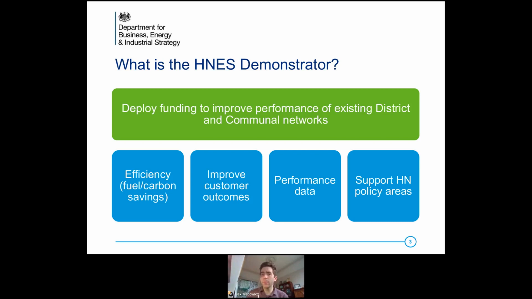And then a couple of perhaps more secondary objectives. The third one is increasing the visibility of performance data in heat networks, which we think is quite poor generally. And the fourth one is supporting and feeding into other heat network policy areas. Primarily that's supporting the transition to sector regulation, but also feeding into development of technical standards for existing heat networks, and also contributing to the Green Heat Network Fund pipeline for existing projects, which I'll cover in a bit more detail a bit later.